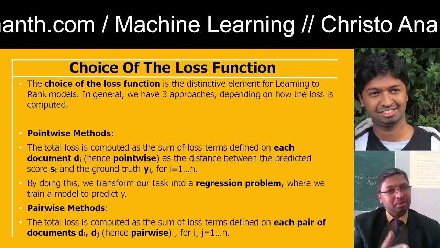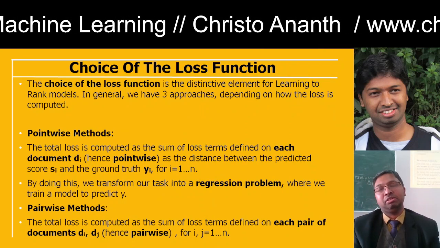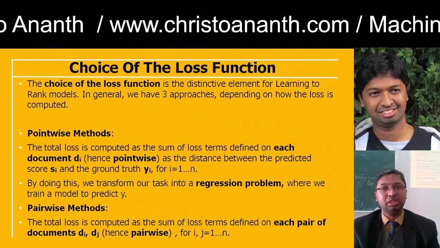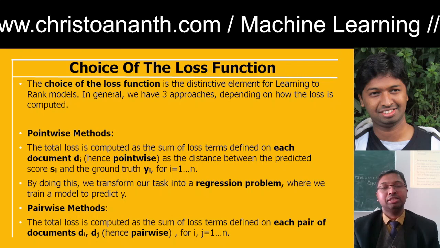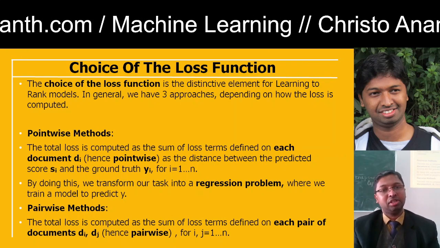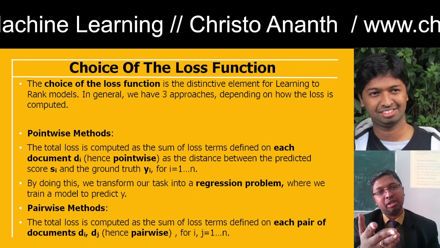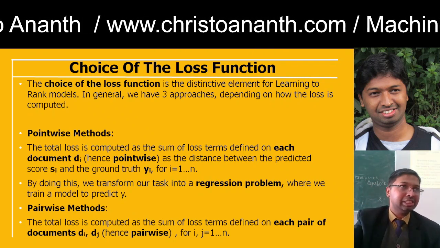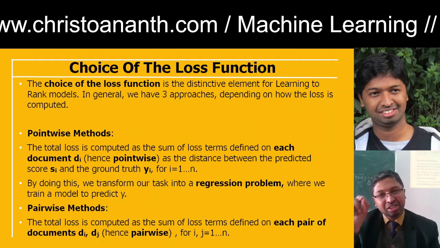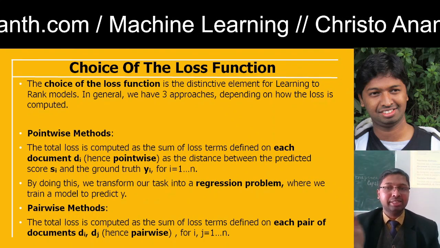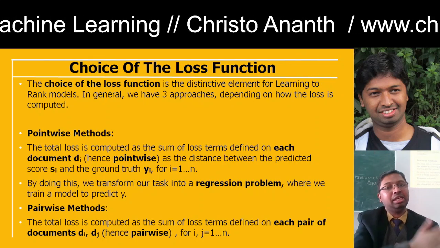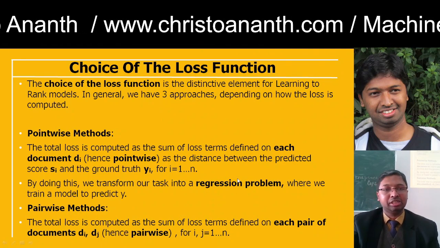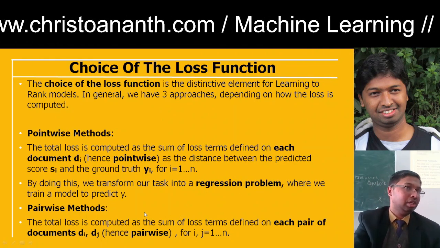Right, so we'll go with the choice of the loss function. You have to find out the input, the loss function, and of course the output. For the loss function, there are three approaches on how the loss can be computed. We'll go with the point-wise method first, so that you'll be finding out the total loss, the loss that is associated with each of the documents di. That is the point-wise method, calculated as the distance between the predicted score si and the ground truth yi. We can actually transform this, especially in the regression problem, where you are going to train the model in order to predict the y.